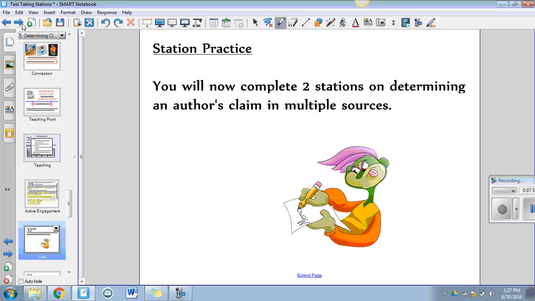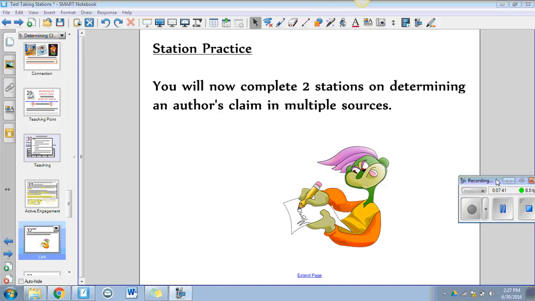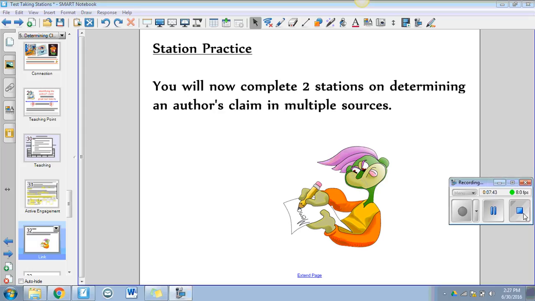What you are now going to do is some station practice. You'll now complete 2 stations on determining author's claim in multiple sources. You can now begin those stations.